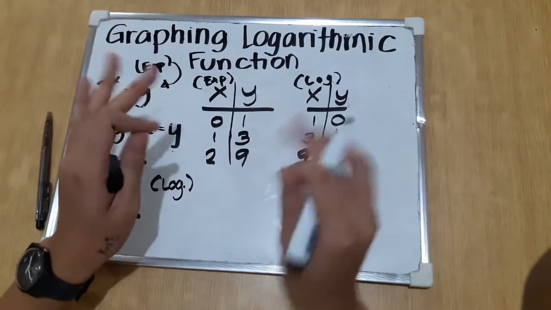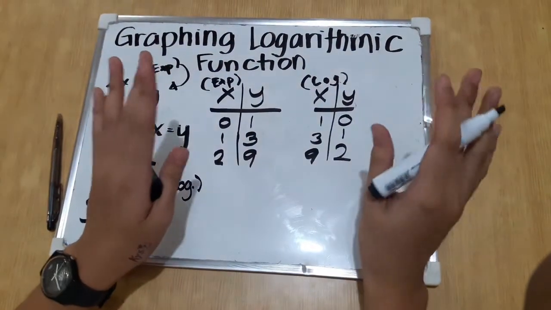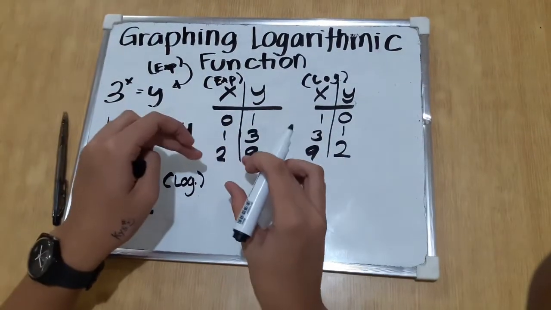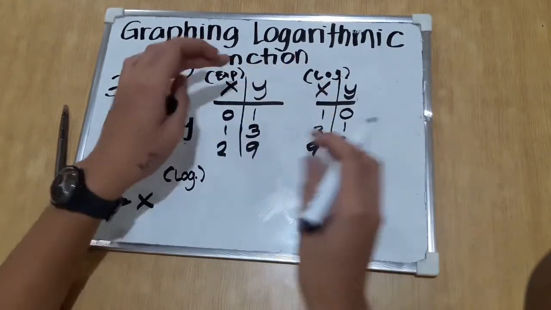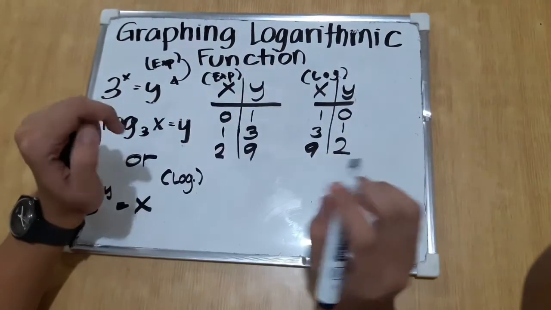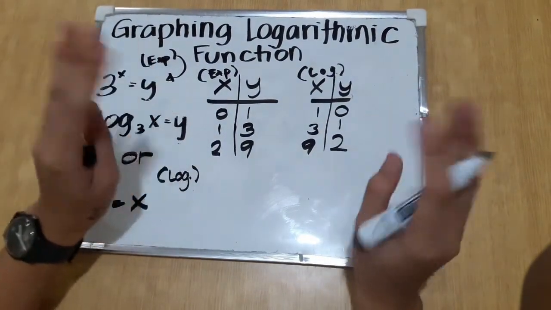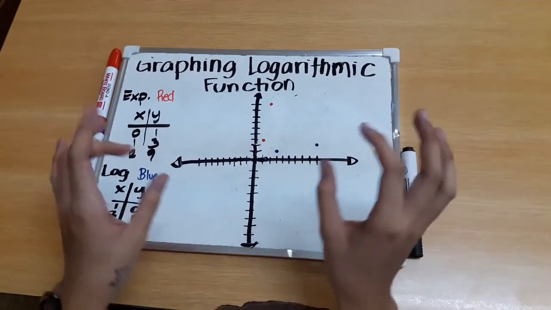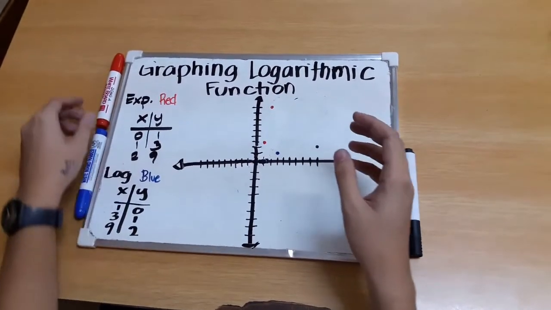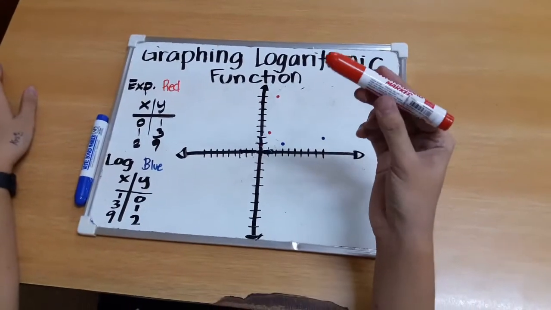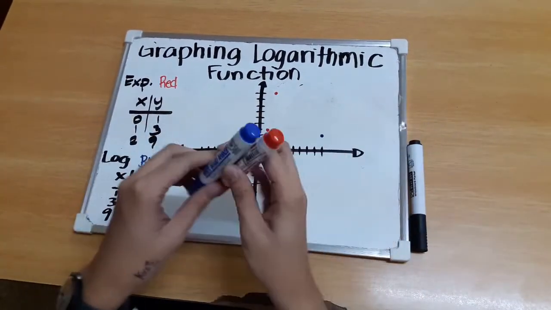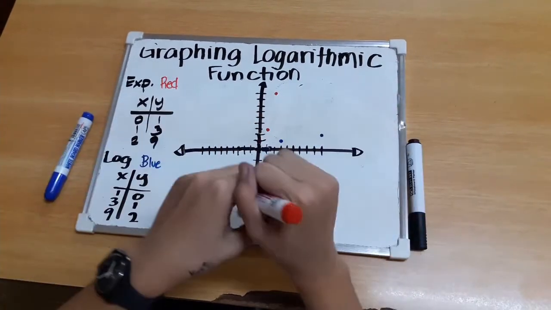Now all you need to do to graph a logarithmic function is to swap x and y. So 0, 1, 2 will be on the range, and the 1, 3, 9 will be at the x. So all we need to do is make a Cartesian plane. Okay, now we're going to graph the logarithmic function into the Cartesian plane. So I'm going to use a red marker for the exponential and a blue marker for the logarithmic function.